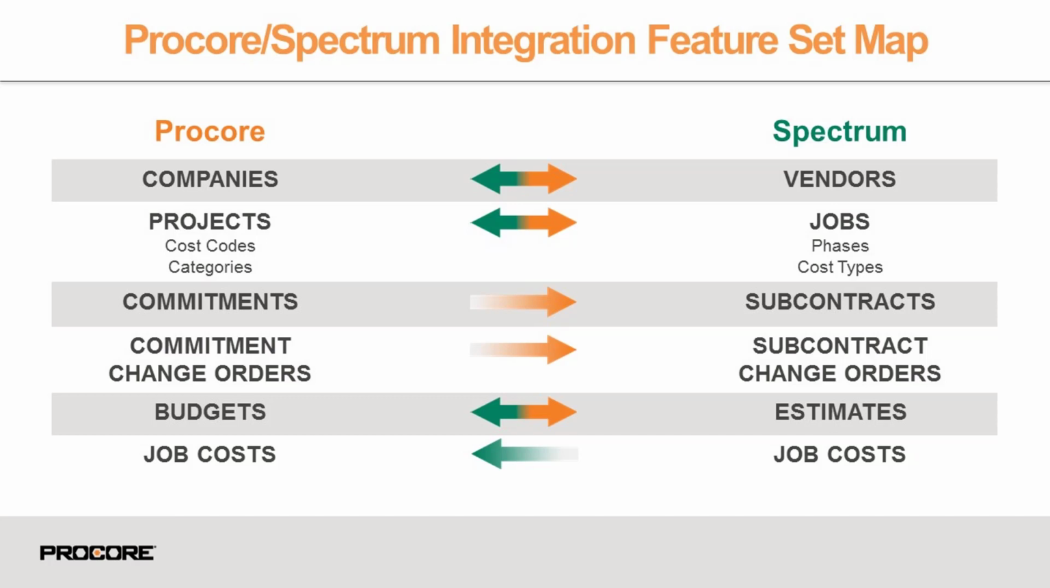As new cost transactions are entered in Spectrum, the information is automatically synced up to the Procore budget, making it available to your project teams, helping them make more informed decisions while in the field. To give you an idea of how the integration works, I would like to jump into Procore and walk through the process of exporting a budget.